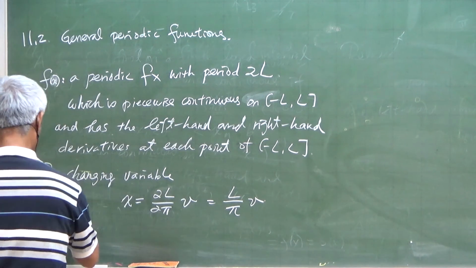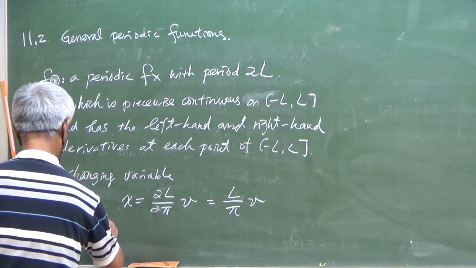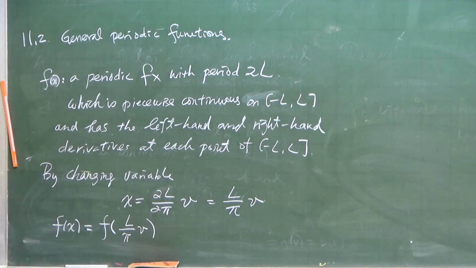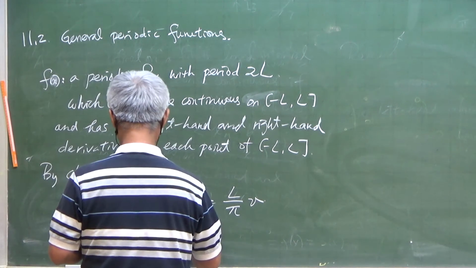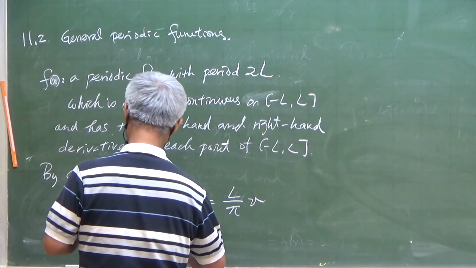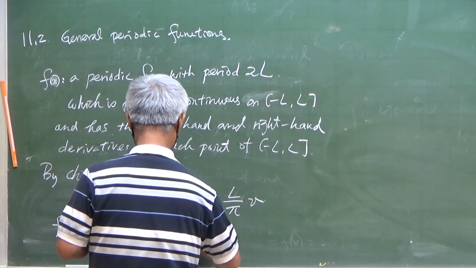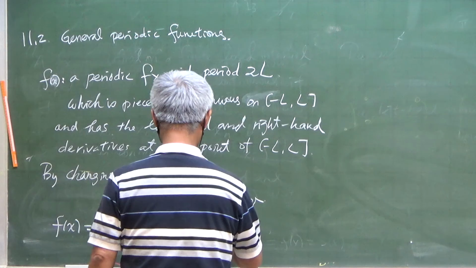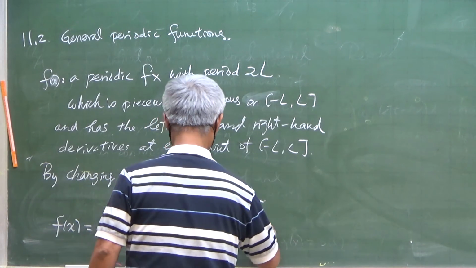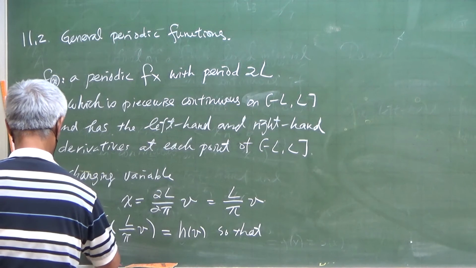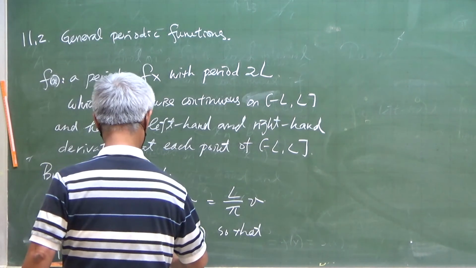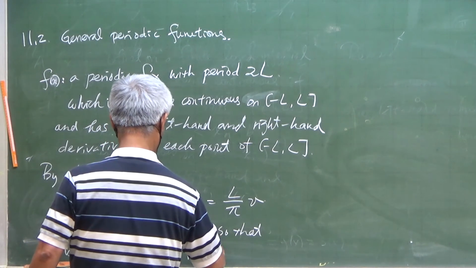Okay, so now f of x is equal to f by our transformation here. So f of x is equal to something, g, maybe I use h, right? By this transformation, then h is a periodic function with period 2 pi.